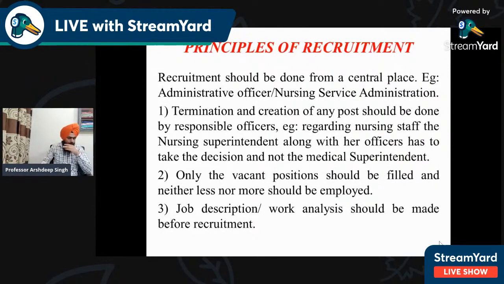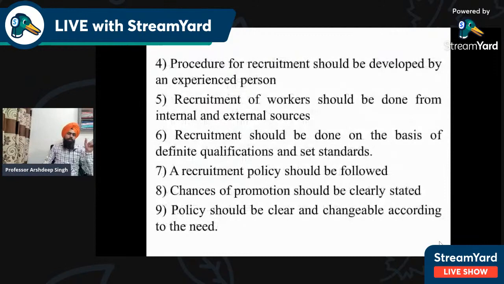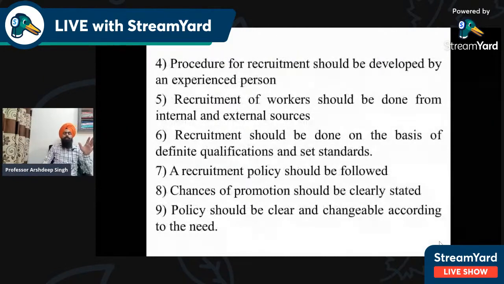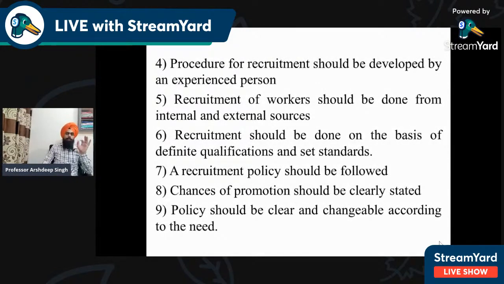Next is the third: job description and work analysis should be made before recruitment. Job description means, if a person is selected for a specific job, what the different works he or she has to perform, or the duties or the responsibilities under that vacancy of the job. Okay, so the job description and work analysis must be informed to the candidates who are going to apply for a specific job. They must be informed by giving a prior notice that if you are applying for that specific job, these are the works that you have to perform under this job.